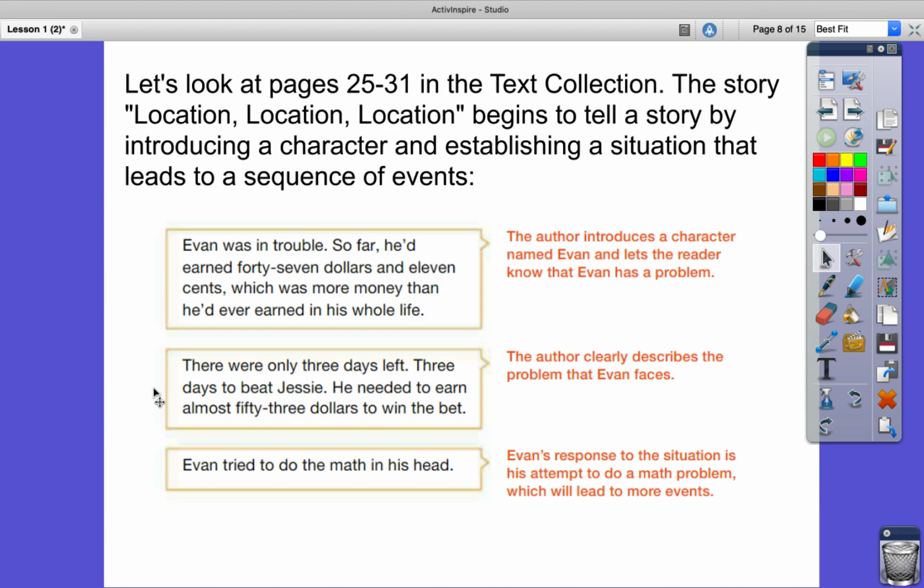There were only 3 days left. 3 days to beat Jesse. He needed to earn almost $53 to win the bet. The author clearly describes the problem that Evan faces. Evan tried to do the math in his head. Evan's response to the situation is his attempt to do a math problem, which will lead to more events.